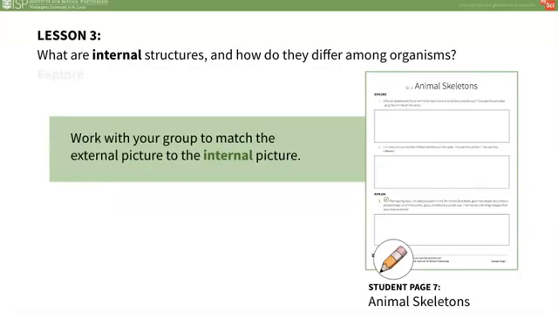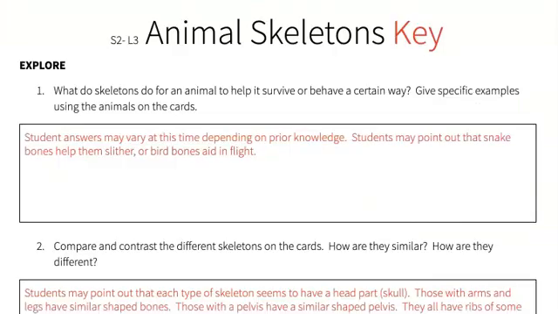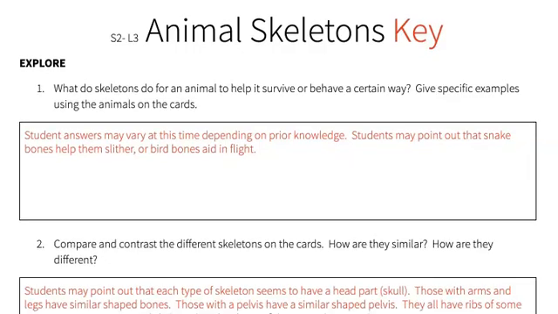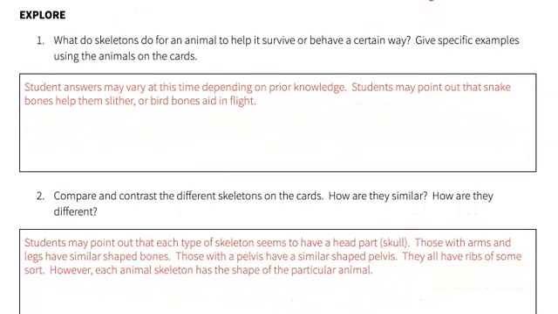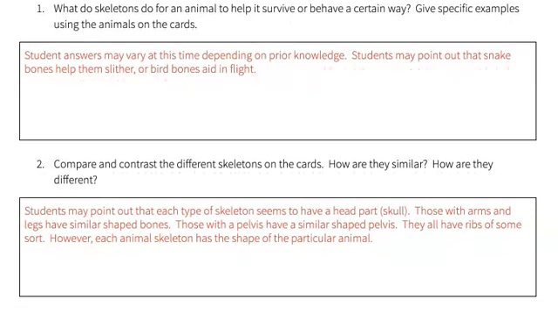In the Explore portion of this lesson, students will work in groups to match the external structure picture to the internal picture of animals from a set of skeleton cards. They will look at examples of skeletons of different animals to discuss the similarities and differences, as well as think about how an animal's skeleton can support its survival. Students can work together to answer the first 2 questions on the animal skeleton's sheet. The third question will be addressed later.